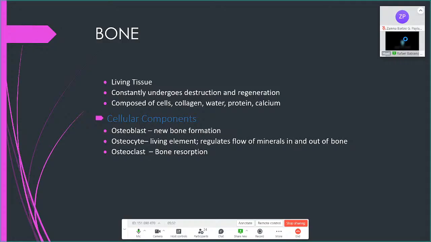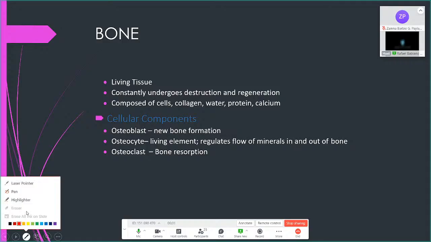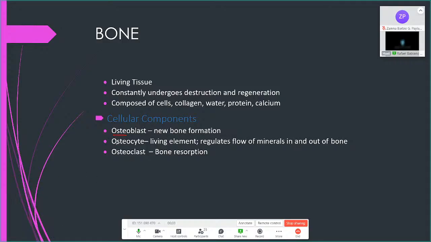So it is composed of cells, collagen, water, protein, and calcium. We have cellular components in our bone. I keep mentioning that when you say osteo, this means bone cells. So we have three cells: osteoblast, osteocyte, and osteoclast.